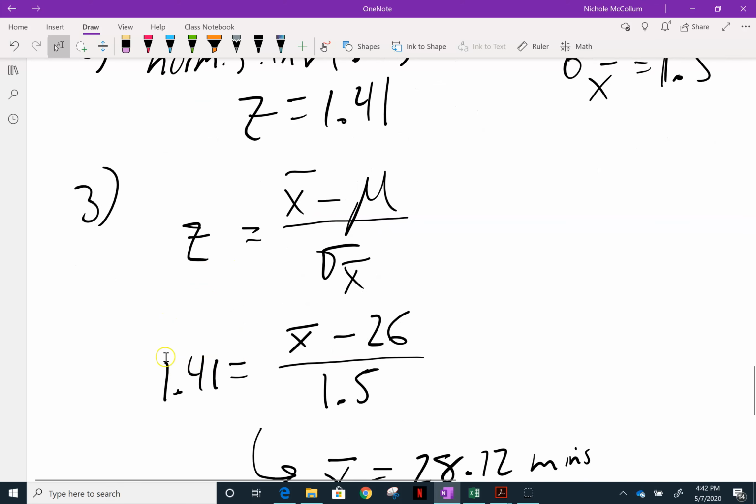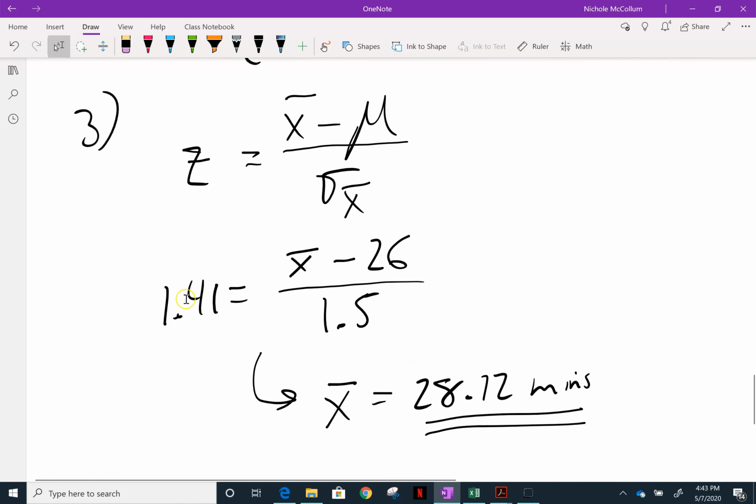You have the Z value. You have the standard deviation of the sample or the standard error. You have the average. The only thing you don't have is X bar, but that's what I'm looking for. What is the sampling average that would put a group in the top 8%? That's what I'm looking for, that top left number.